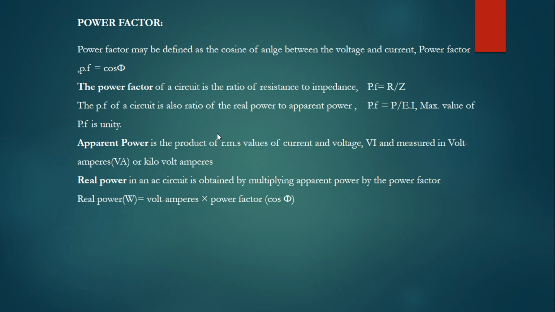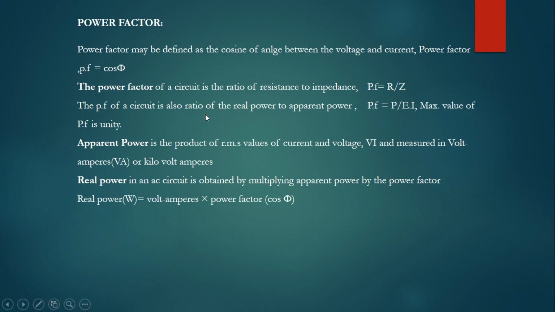And next is the power factor. What is meant by power factor? Power factor may be defined as the cosine of the angle between the voltage and current. You might have already come across it in your labs, greater power factor, lower power factor. The power factor of the circuit is the ratio of resistance to impedance. The power factor of a circuit is also the ratio of real power to apparent power, P by E into I.